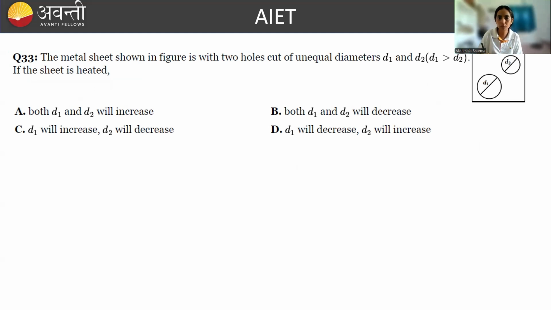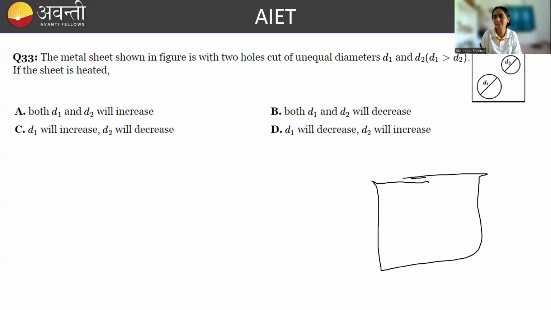Okay. So this is the sheet. Just imagine the sheet, nothing is cut out of it. It is just a solid sheet. And suppose I'm marking 2 points. This point is A, this point is B. Now what I'm doing, I'm heating it. So if I heat it, this length will increase and this height will also increase.